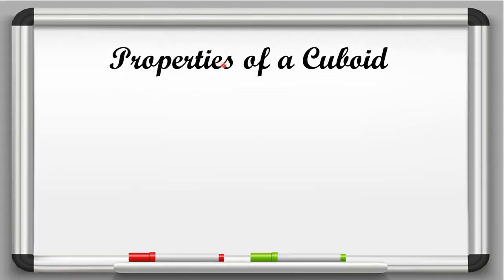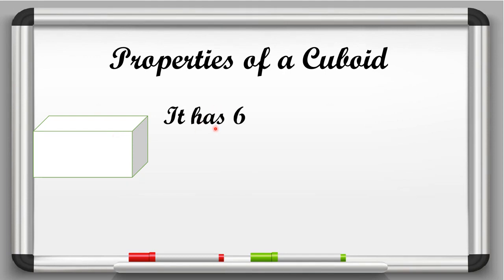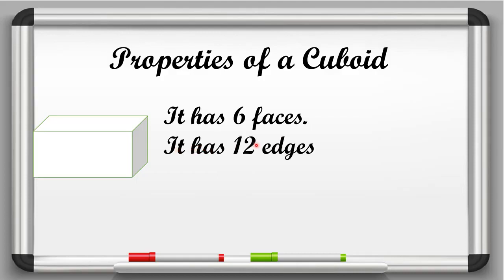Now, properties of a cuboid. So here is a cuboid. Now we have to write its properties. Okay, I told you how many faces it has. So here first property we will write, it has 6 faces. Okay, like a cube, it has also 6 faces. Next property is about its edges. How many edges it has? It has 12 edges.